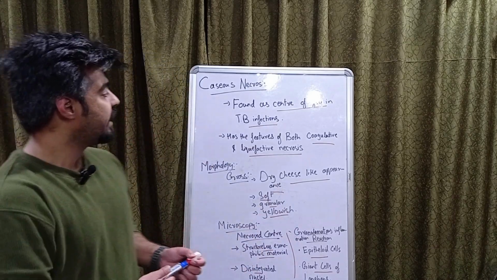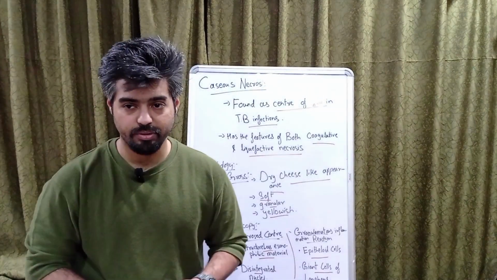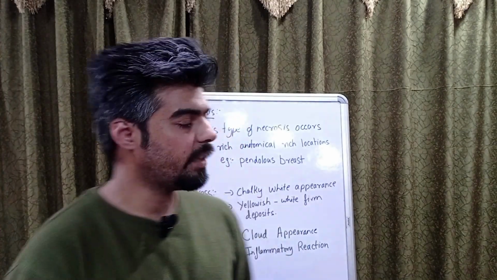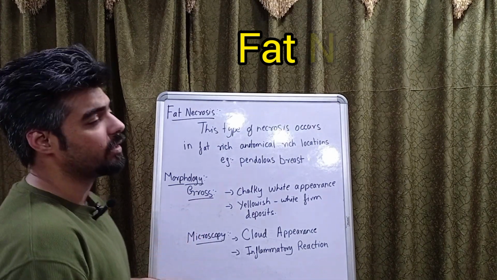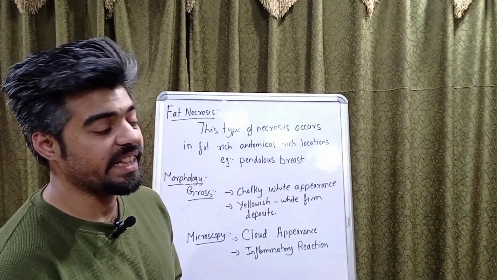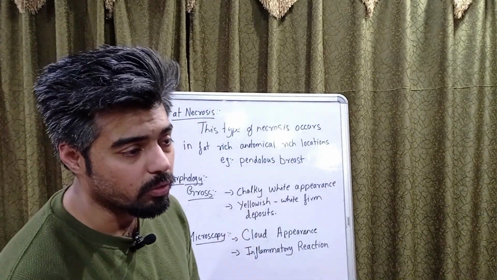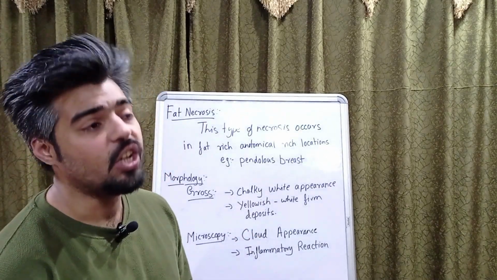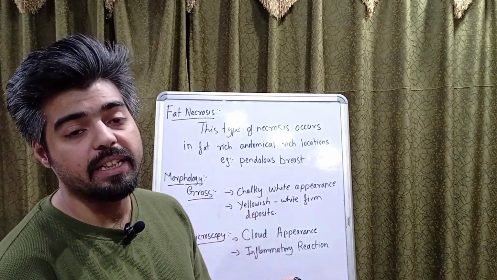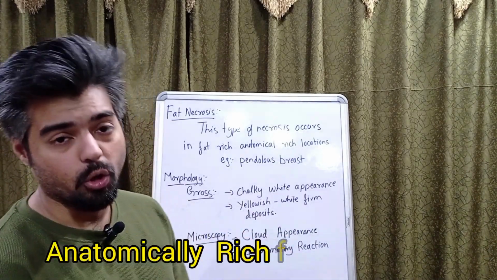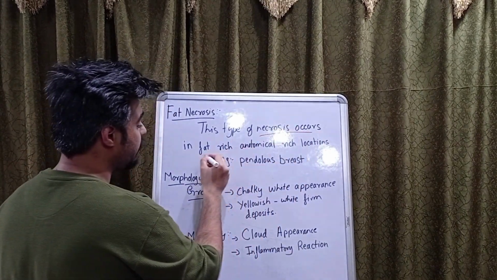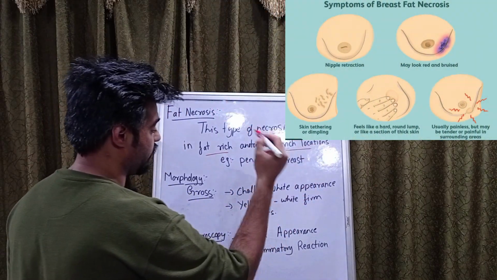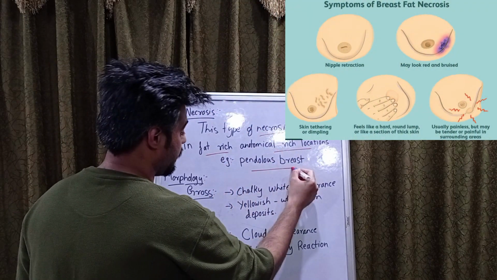Now we will go towards the next type of necrosis, and that is fat necrosis. So guys, what is fat necrosis? From the word itself, it is necrosis that takes place in those positions of the body where anatomically there are rich sources of fat. It is a type of necrosis that occurs in anatomically fat-rich locations, for example, pancreas and breast.